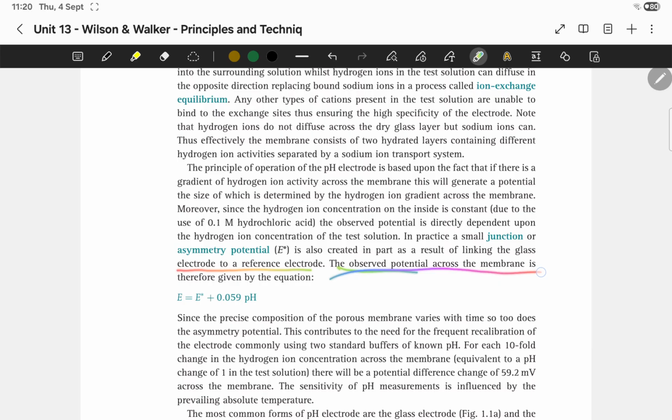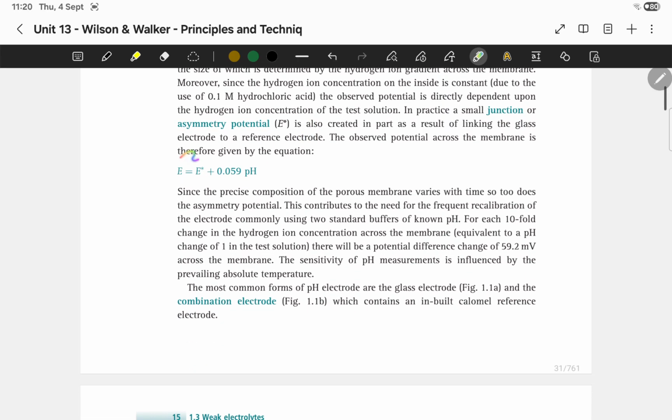The observed potential across the membrane is therefore given by the equation E = E* + 0.059 pH. Since the precise composition of the porous membrane varies with time, so too does the asymmetric potential. This contributes to the need for frequent recalibration of the electrode, commonly using two standard buffers of known pH.